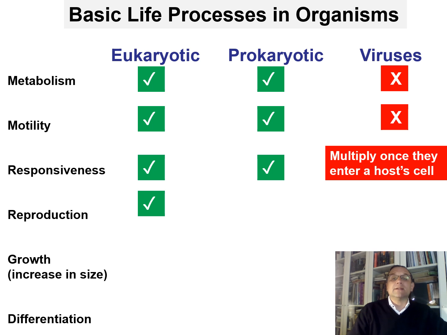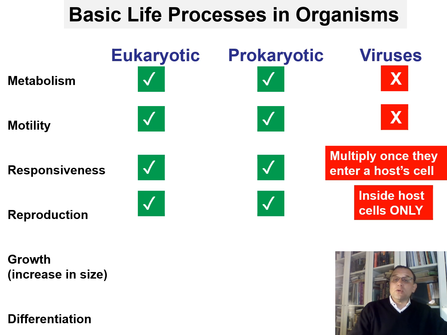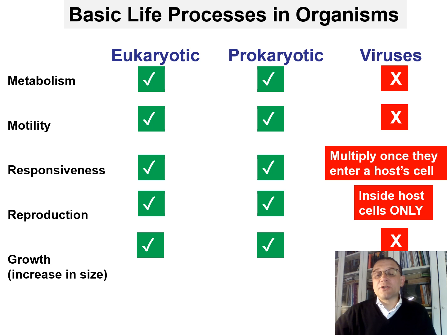Both eukaryotic and prokaryotic cells reproduce. To reproduce, viruses must invade the cell of a living organism. They reproduce inside host cells only. Both eukaryotic and prokaryotic cells grow in size. Viruses do not grow in size. They do not have metabolism. They do not even have cellular structure. So they do not grow in size.